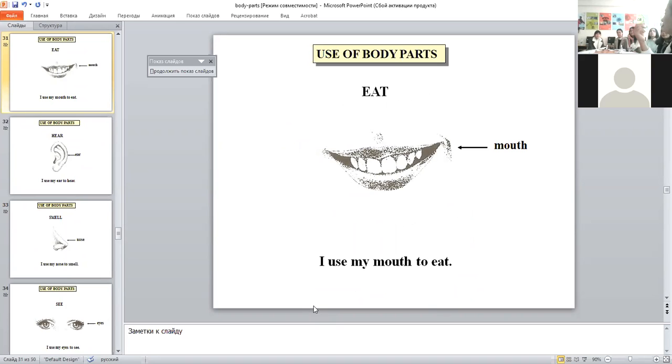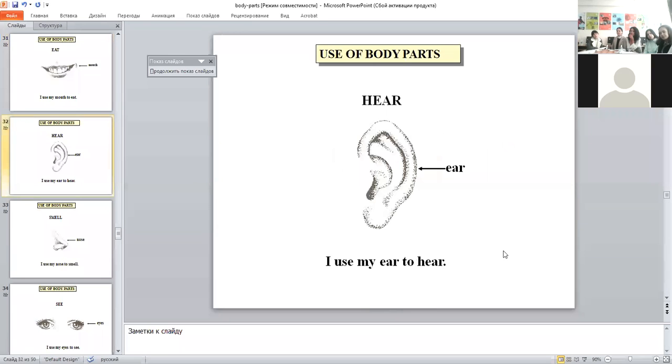And the usage of body parts. What do they usually do, our body parts? Why do we need our mouth, for example? What does it do? So what is its task? Function. What is the function of the mouth? So, eat. We use our mouth. I use my mouth to eat. So what about use? Use. I use my mouth to eat.